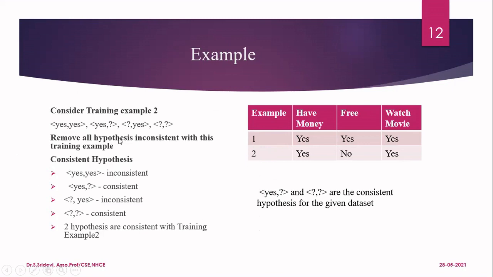So you check which are all the hypotheses classifying this example correctly. You consider the second example, yes, no. If you give this as input, you have to get the output as yes. Now you consider the first hypothesis, yes, yes. According to this hypothesis, only when both are yes will you get the answer as yes. Therefore, this hypothesis will classify this example as no only. But we want the answer as yes, so it is wrongly classifying.